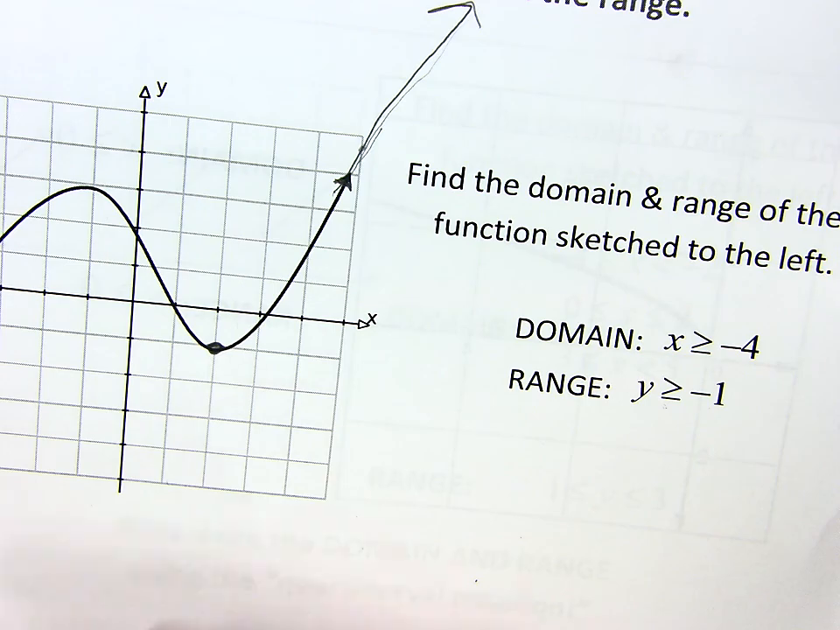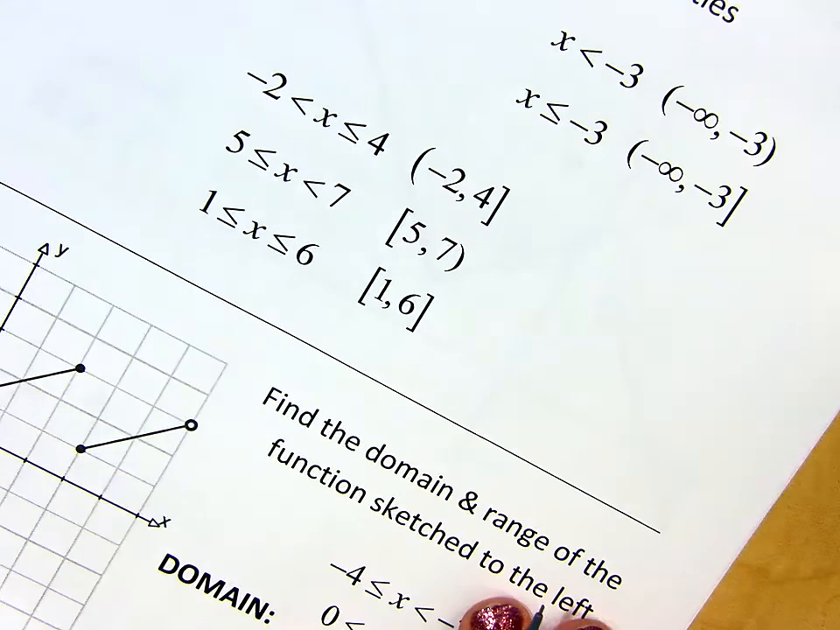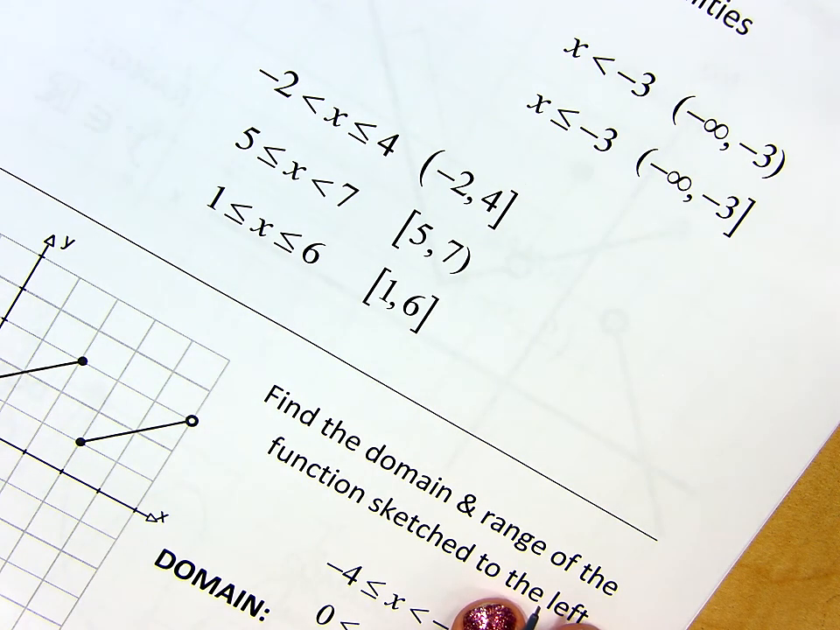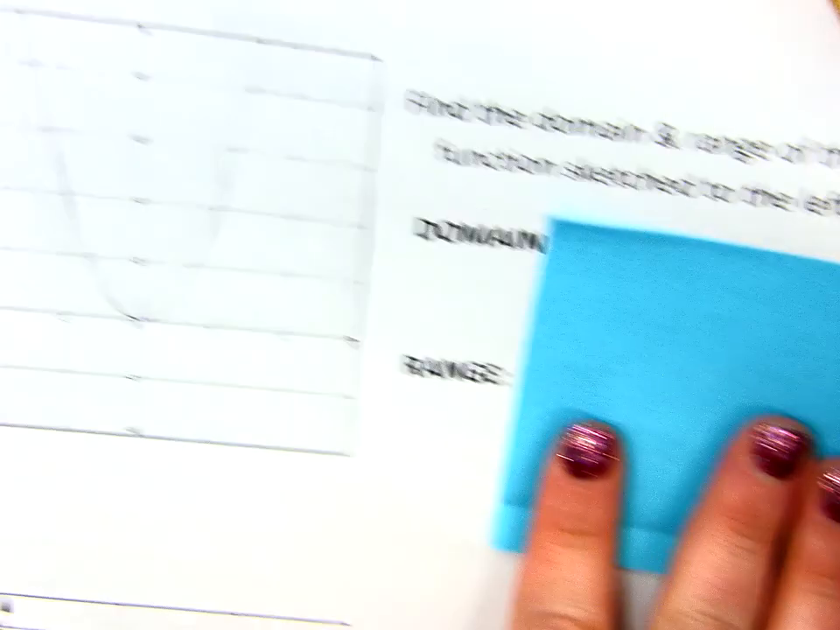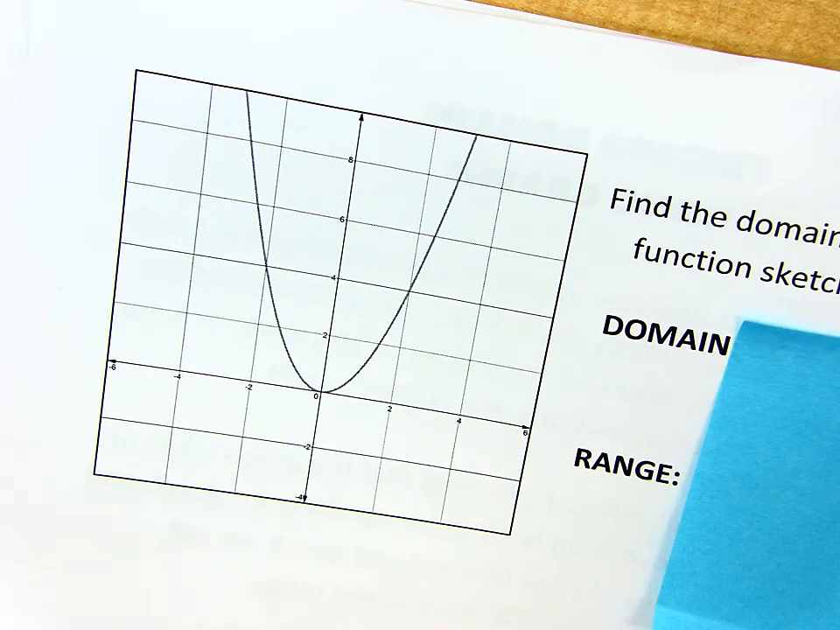Does that make sense, kind of? Okay. So let's go ahead and try not to look at the answers on the next page. Don't look at the domain and range. Cover it up real quick. Yeah, right there. So don't look at what the domain and range is. Just look at the graph.